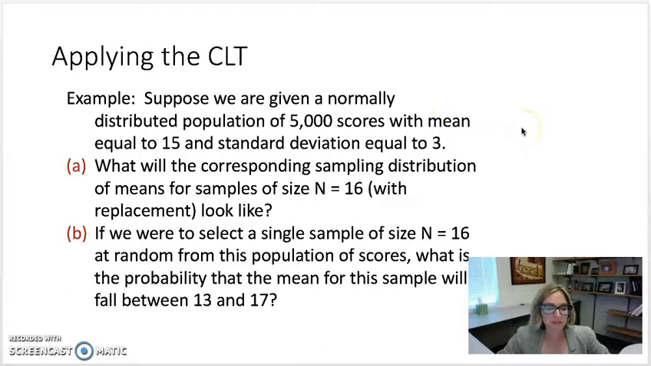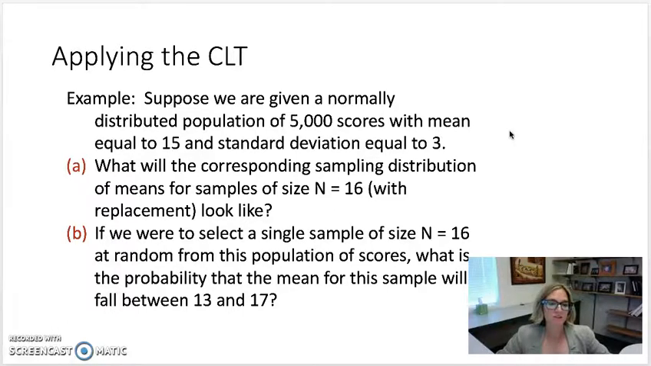So just to give you a sense of how useful applying the central limit theorem is, I'm going to go over an example, but I also assigned several questions for you to do in your study guide. The example is, suppose we're given a normally distributed population of 5,000, and that population has scores with mean equal to 15 and standard deviation equal to 3. First, we want to know what the corresponding sampling distribution of means for samples of size n equals 16 with replacement will look like.